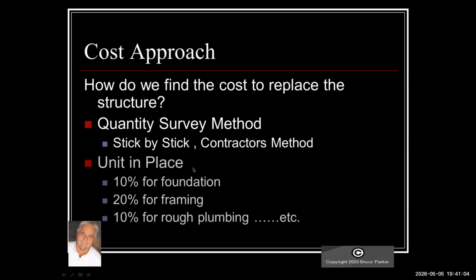The next is the unit in place method. Well, we look at how much a foundation costs. We add that to framing, how much that costs. We add that to rough plumbing, rough electric, roofing, etc., how much that costs. We add that all up, and then it comes up with what it's going to cost us to build our imaginary building. That's called the unit in place method.